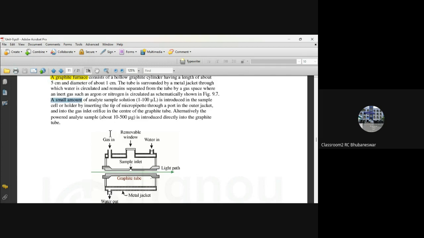A small amount of the analyte solution, 1 to 100 microliter, is needed. In the flame atomizer, how much did we see? 0.5 to 1 ml. That time I was telling you that microliter is enough. That is the disadvantage of the flame atomizer, because you need more sample to get a good output. But here a very small amount is enough.